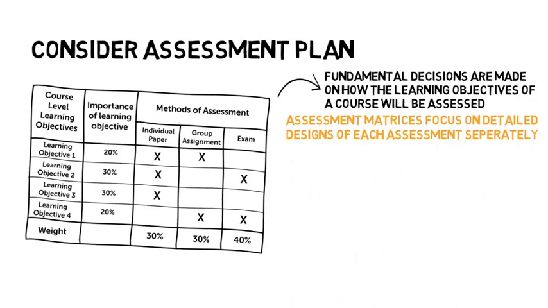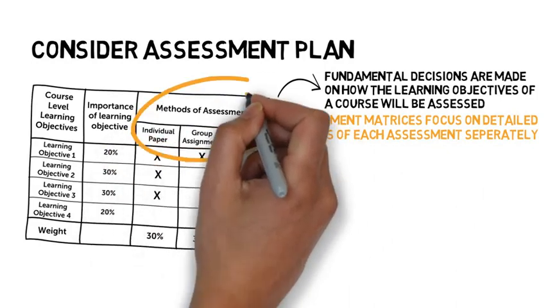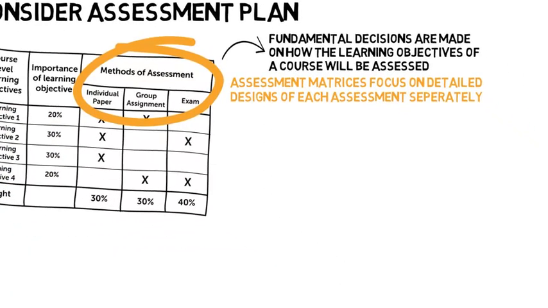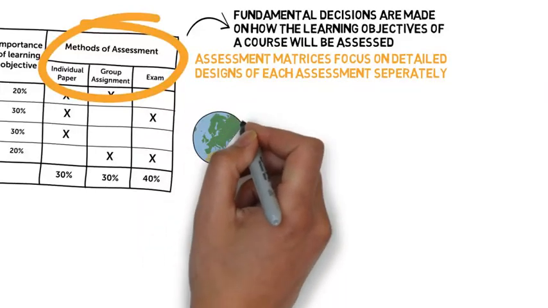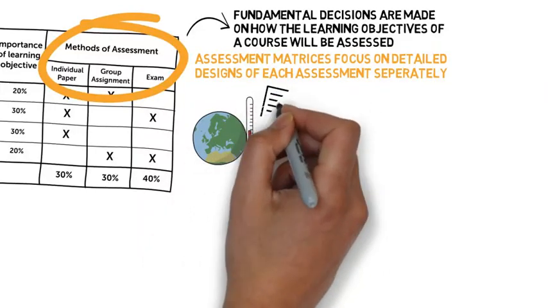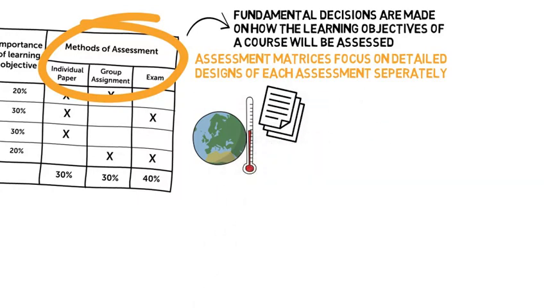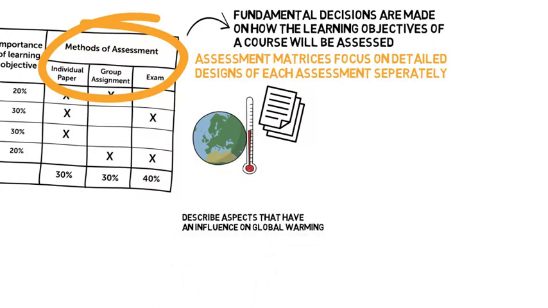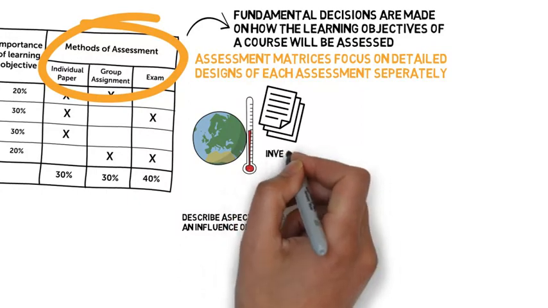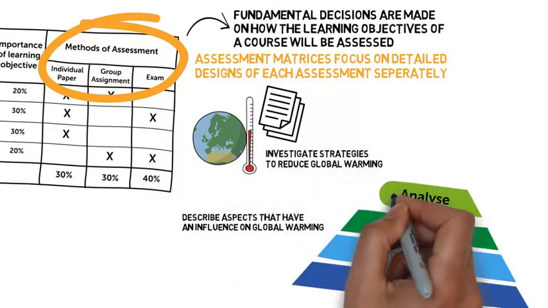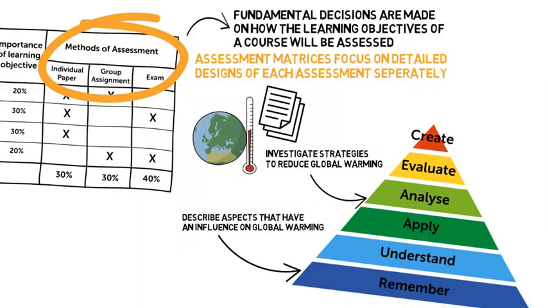Start by looking at your assessment plan, select the assessment you want to design with the matrix, and note which learning objectives should be covered. As an example, let's consider a course on the topic of global warming, for which the assessment plan shows that there will be a written exam assessing 2 learning objectives. First, students need to be able to describe aspects that have an influence on global warming, and secondly, students need to be able to investigate strategies to reduce global warming. This means that both cognitive domains need to be represented in the assessment.